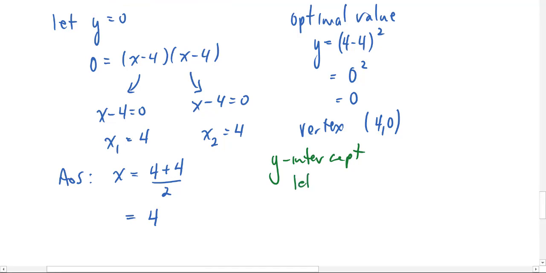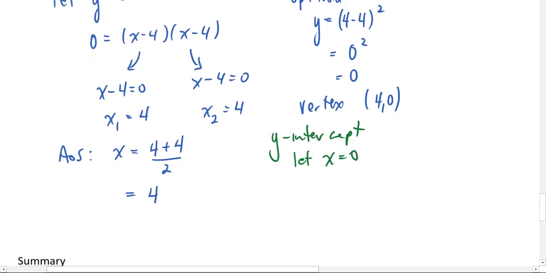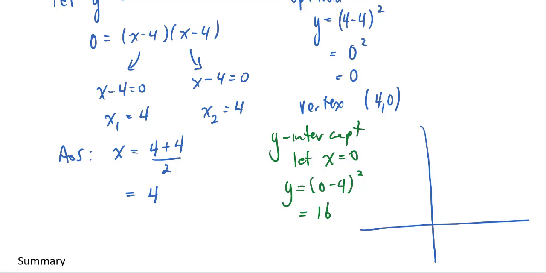So we're going to let x equal 0, and we're going to get y equals 0 minus 4 squared, which gives us a y-intercept of 16. So let's look at what this graph would look like. Alright, so let's plot the points we have. We have the vertex, which is 4 and 0. We have a y-intercept, we'll say is up here. That's 0 and 16.